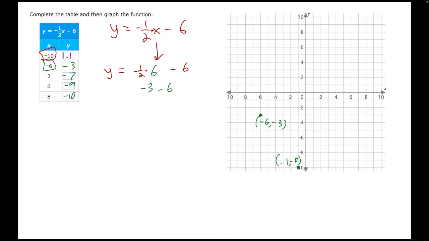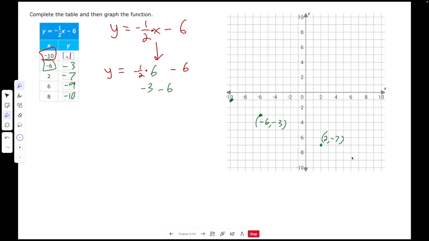Oh, I made a little mistake here. I plotted -1, -10 when it should have been -10, -1. I reversed it. So let's fix that. So -10, -1 would have been here. Okay, I think that's going to be better. All right, then we did 2, -7, which is here. Then we did 6, -9, which is here. And then we did 8, -10, which is here. And then you just draw the straightest line that you can. And done.